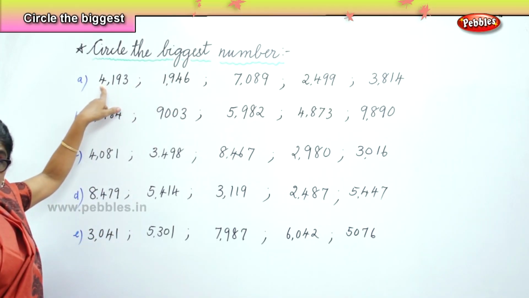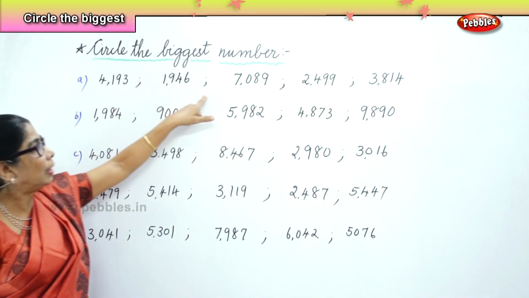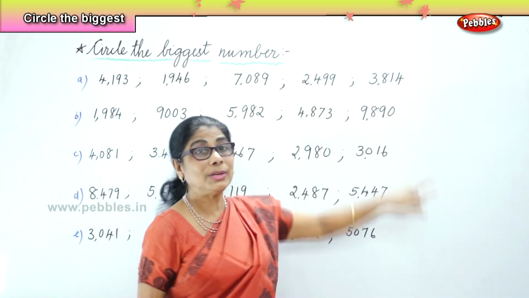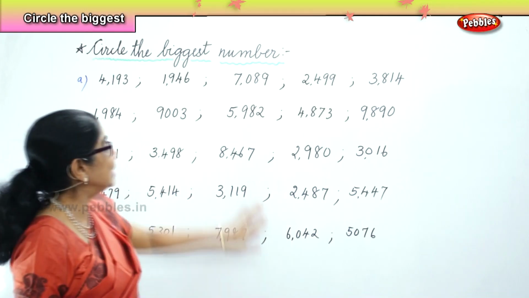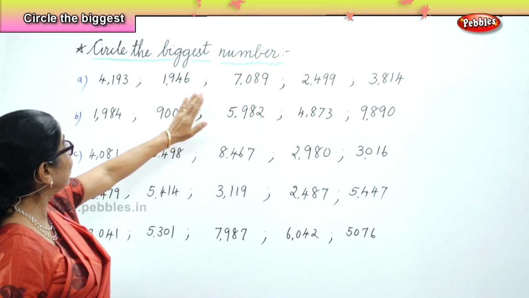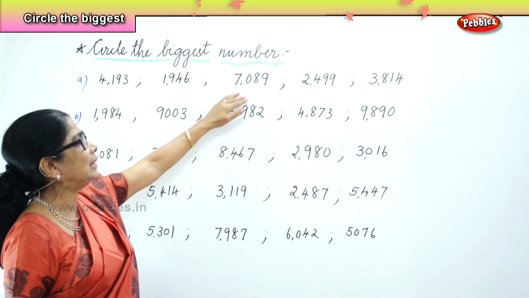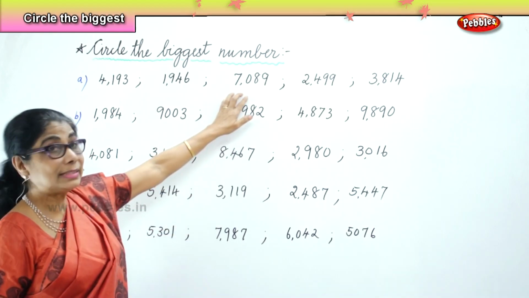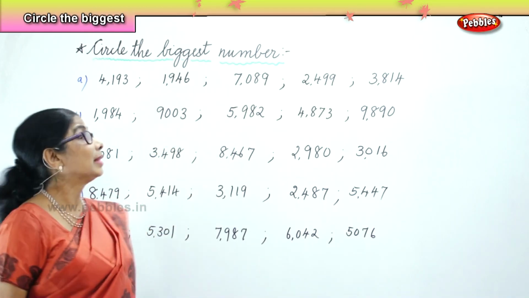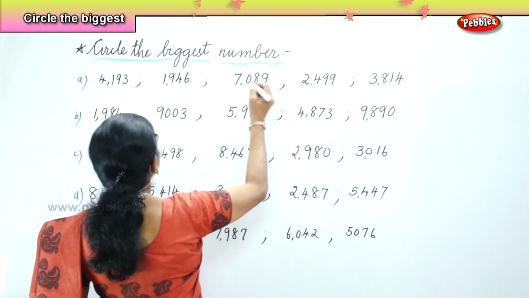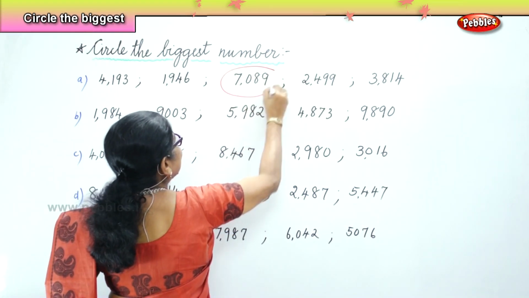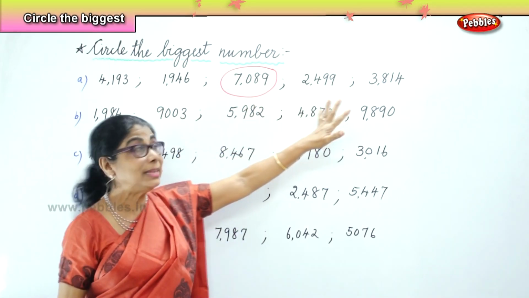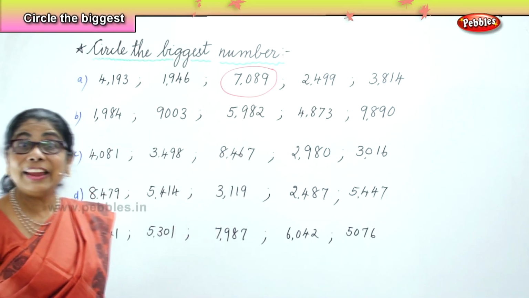First one is 4,000. Next you have your 1,000. You have 7,000 here. 2,000, 3,000. So which is the biggest? In thousands, it is 7,000. So you have 7,000, after that it's only 4,000. So the biggest number of the 5 that I gave you. Which is the biggest number? 7,089. So we circle the biggest number in this row, not 4,000 or 1,000 or 2,000 or 3,000. It is 7,089. Very good.